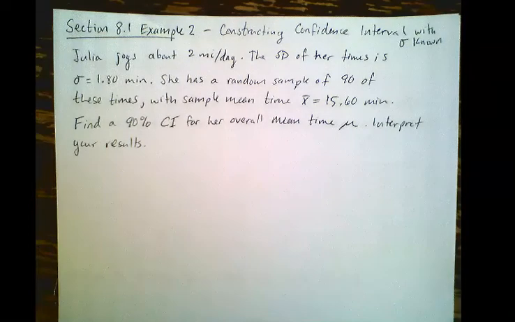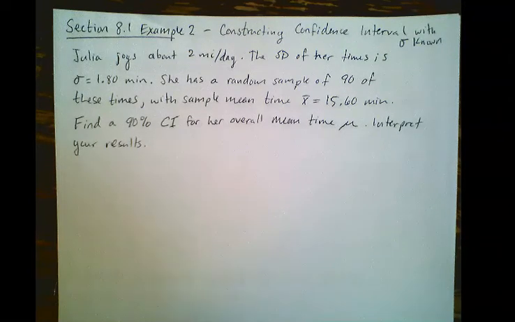All right, so here's example 2. This deals with constructing a confidence interval with sigma known. So we know the population standard deviation. This is the procedure that we'll use. So here's our example. Julia jogs about 2 miles per day. The standard deviation of her times is sigma equals 1.80 minutes. She has a random sample of 90 of these times, with sample mean time x bar equal to 15.60 minutes. We want to find a 90% confidence interval for her overall mean time mu.